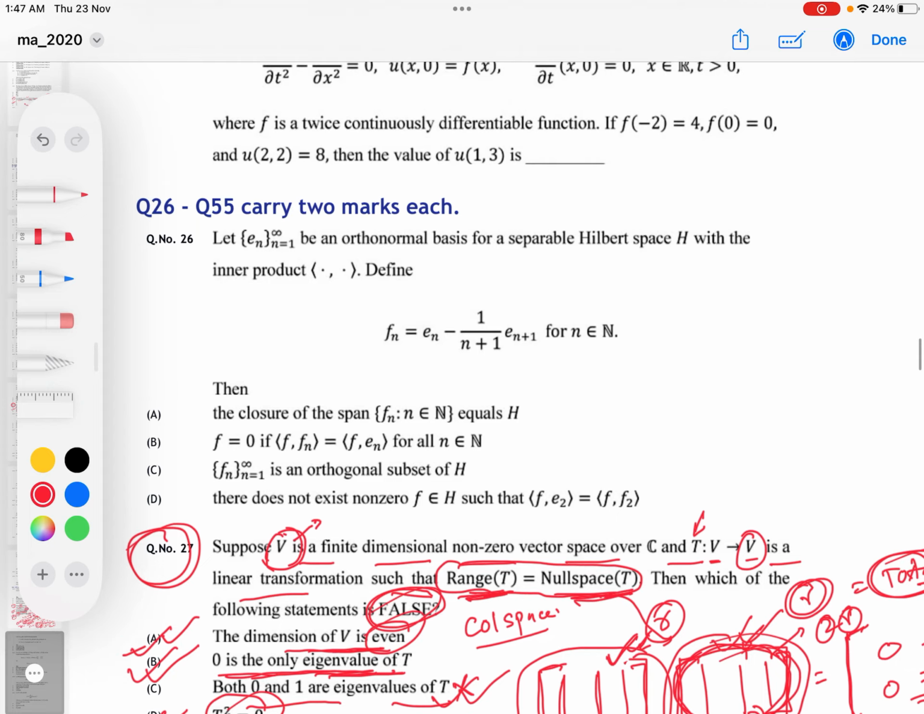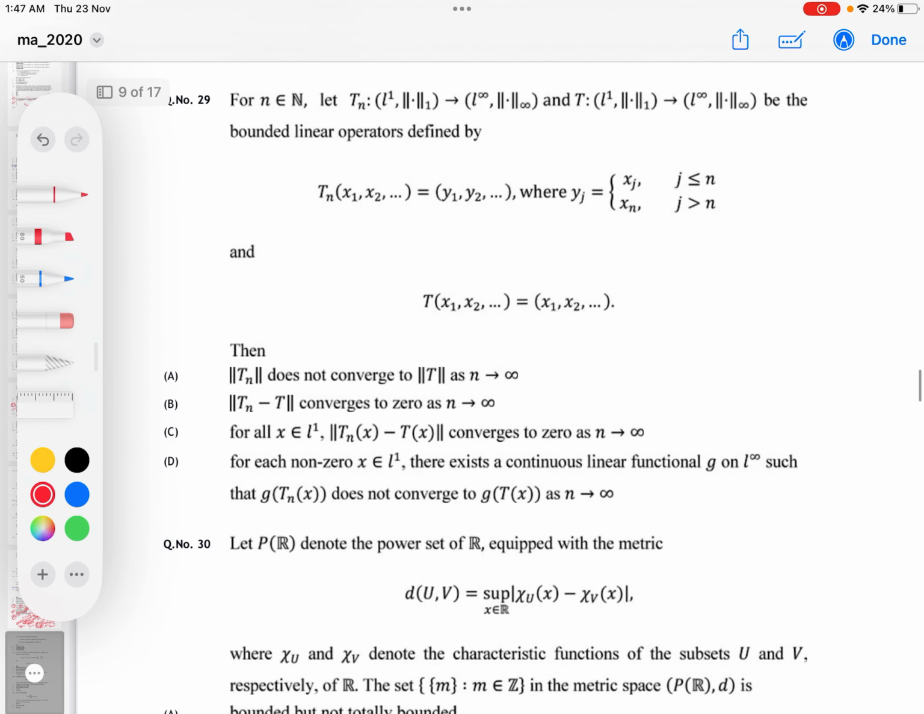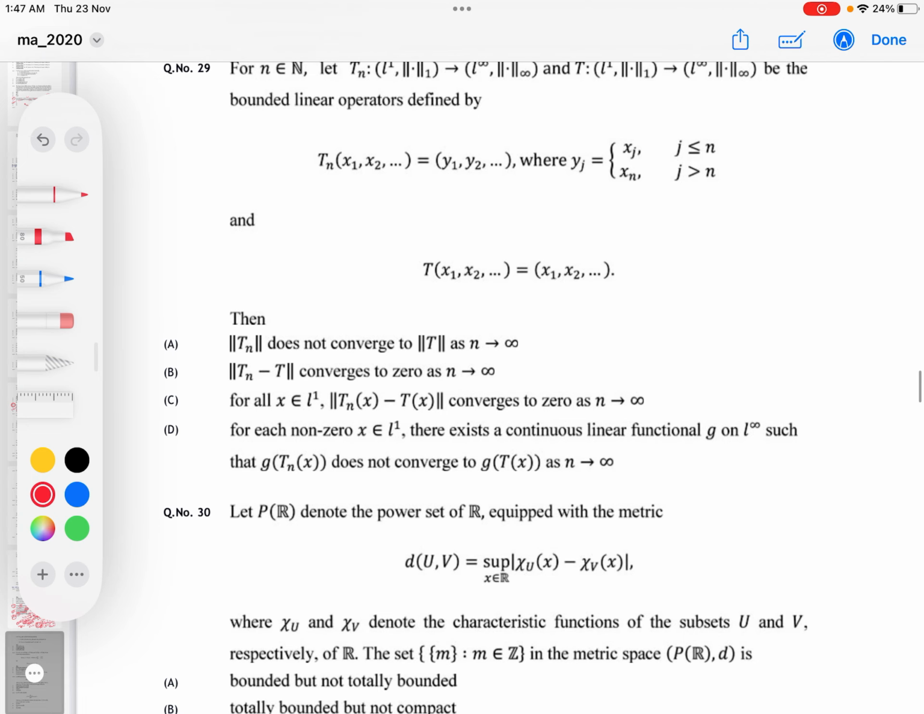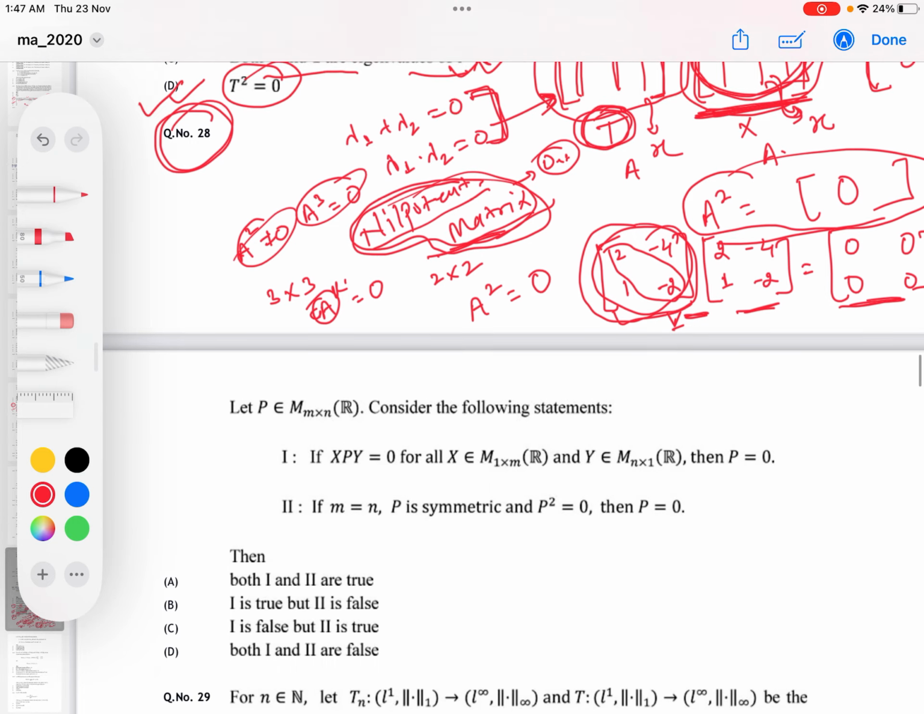Okay, now let's move to the next question, that is 28. So we covered, okay, so 28 is here.